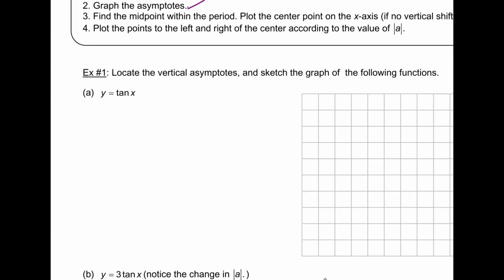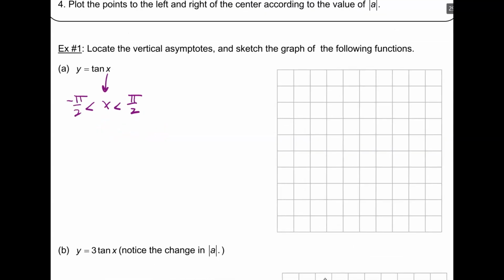Okay, first thing I'm going to do, locate vertical asymptotes. So I set the inside portion, which is literally only x here, less than pi over 2. Okay, cool. So once again, we're going to use the 4-line spacing. Draw a line here, that's not straight, draw a line here. If I say this is 0, 2 to the left would be negative pi over 2, 2 to the right is pi over 2.